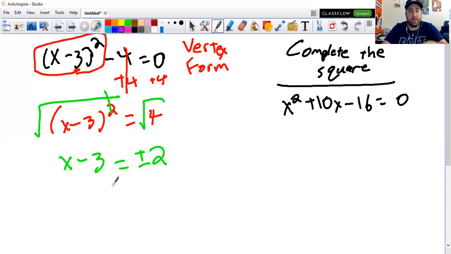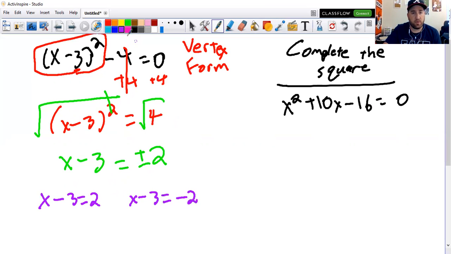So now, again, this might be a point some of y'all remember. I got to split this up. I do x minus 3 equals 2. X minus 3 equals negative 2. So I'm going to add 3 to both sides here. Gives me x equals 5. Add 3 to both sides here. It's going to give me x equals 1.